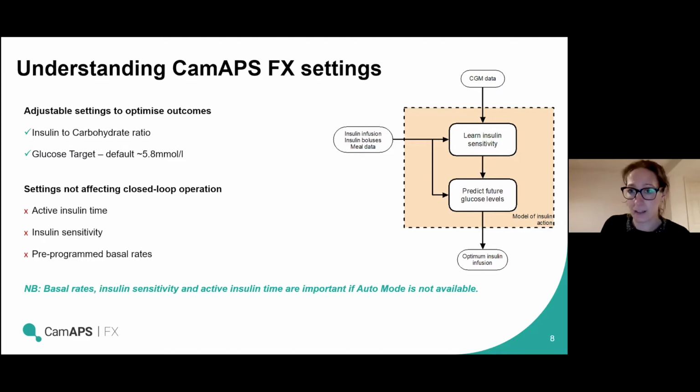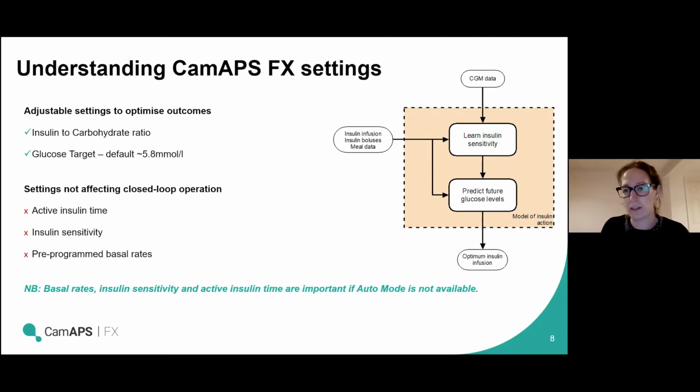Unlike other closed loop systems that are out there, the active insulin time and the insulin sensitivity will not affect closed loop operation. These are automatically calculated by the algorithm in real time and constantly adjusted, so it's adaptable to the individual. And the pre-programmed basal rates aren't taken into consideration by the algorithm either. It is important that these are set correctly.